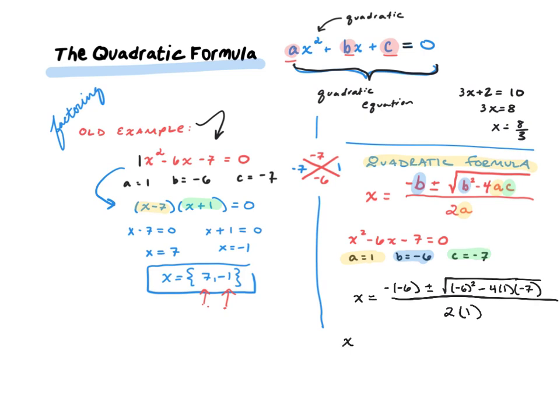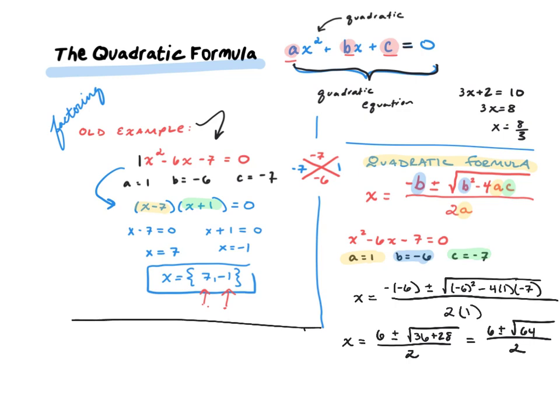So what I get is 6 plus or minus the square root of 36, -6 squared, that's always going to be positive, minus 4 times 1 times -7. So minus a -28, so it's going to be plus 28, all over 2. 36 plus 28 is 64, all over 2. So this is why we have to practice this here. So I have to simplify this.